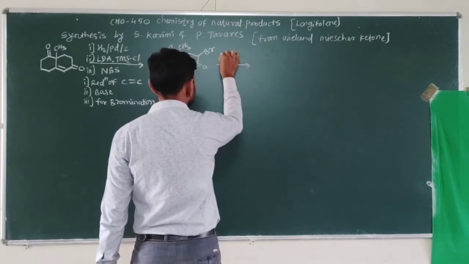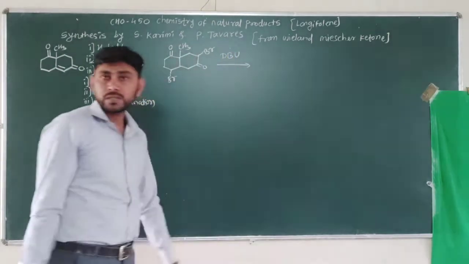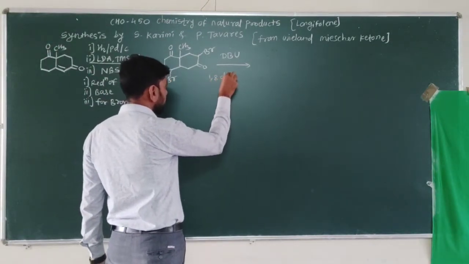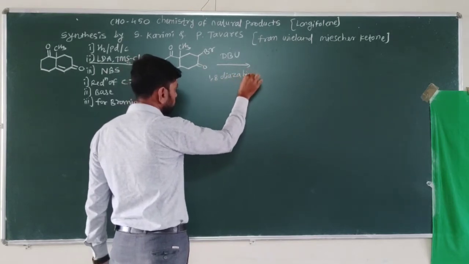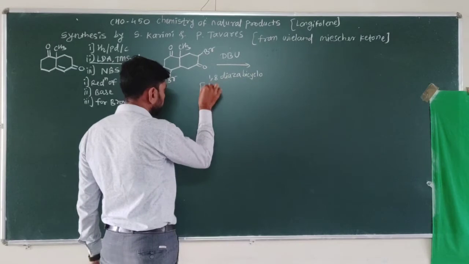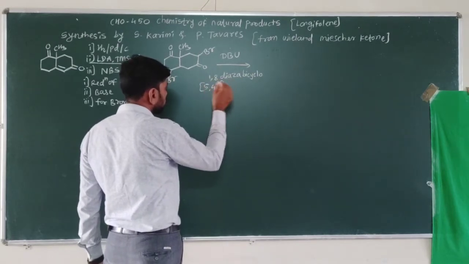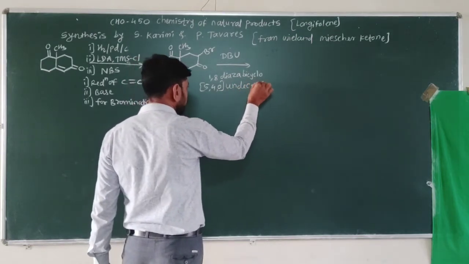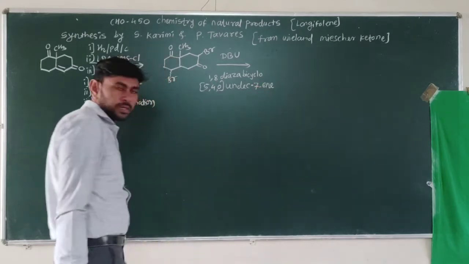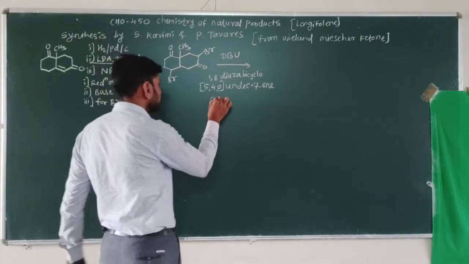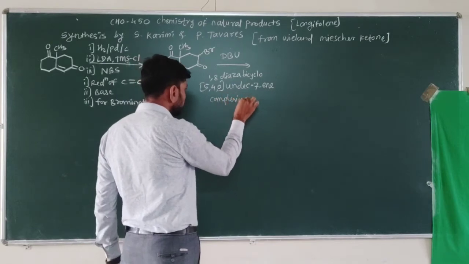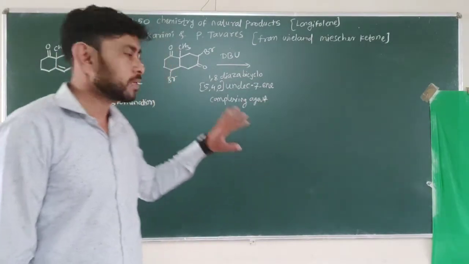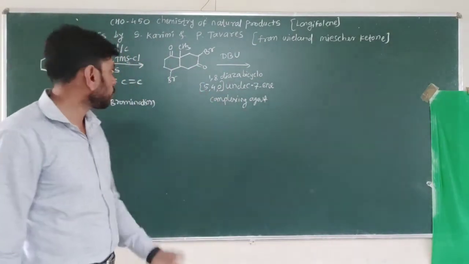Now in the second step we have used DBU. DBU is the reagent. What is the name of this compound actually? 1,8-diazabicyclo[5.4.0]undec-7-ene. It is a base reagent, and the tricyclic compound is obtained in this step. The tricyclic compound is obtained from this bicyclic compound.